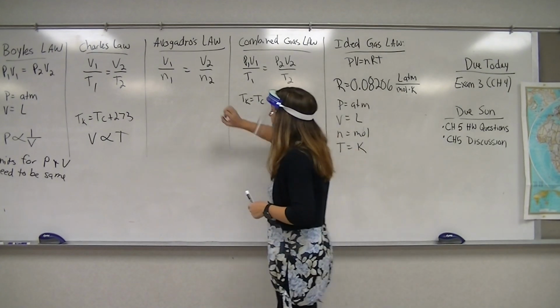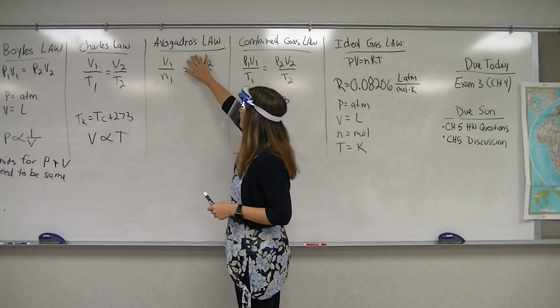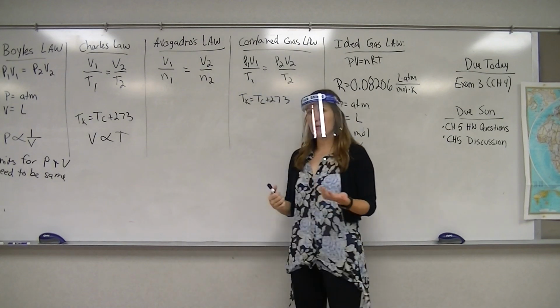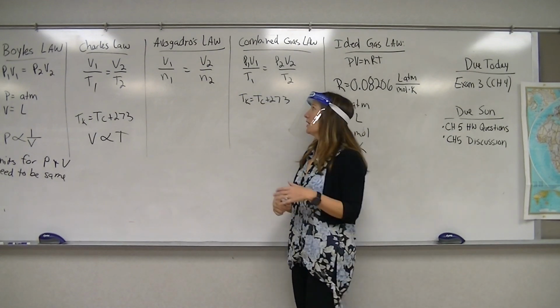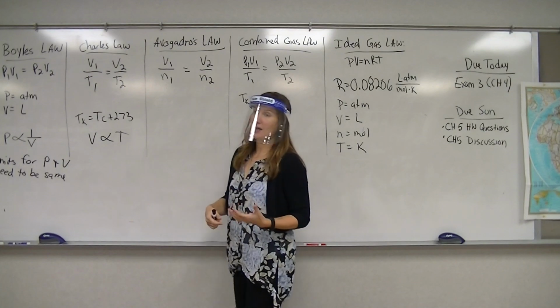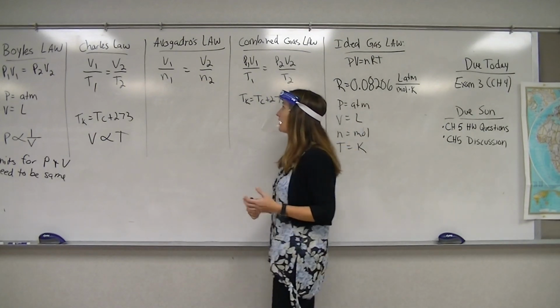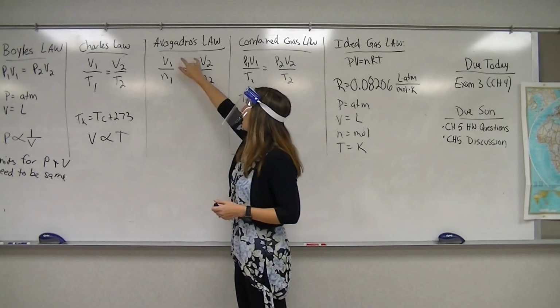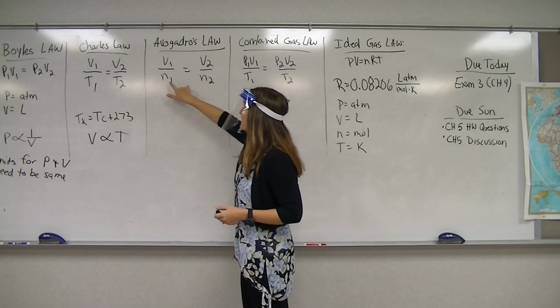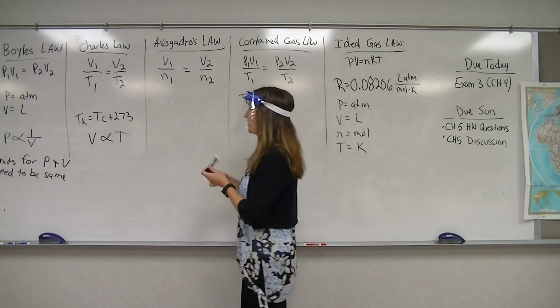The next equation that we're going to use is Avogadro's law. So we've talked about Avogadro actually in Chapter 4. We used Avogadro's number, which defined what a mole was, the 6.022 times 10 to the 23rd. So it shouldn't surprise you that Avogadro's law has moles in it. That's what this n variable is.